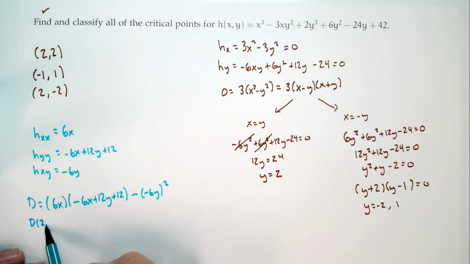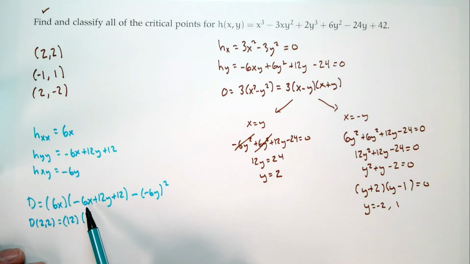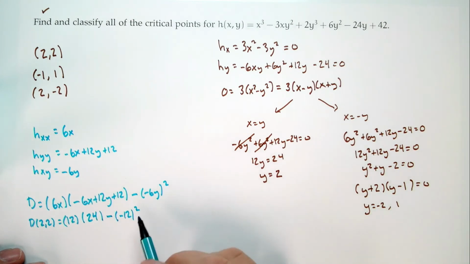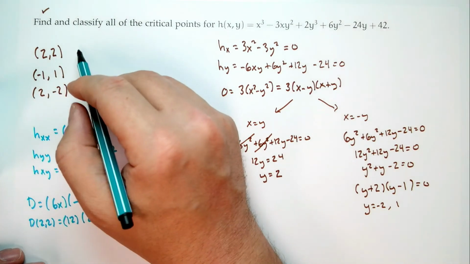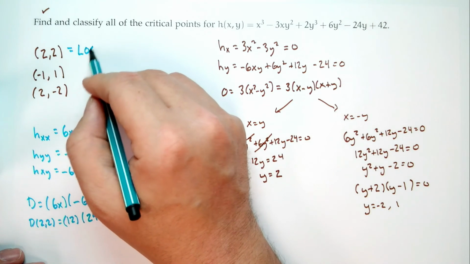So we plug in some values. 2 comma 2. Well, that's going to be 12. Then, if it's 2 comma 2, it's minus 12 plus 24 plus 12. So that would be 24. And then we're going to subtract negative 12 squared. Well, 12 times 24 is definitely bigger than 12 times 12. So I don't know what this value is. It's 144. But it doesn't matter. I know it's positive, which means I'm at a min or a max. I see it's a positive value there, and therefore 2, 2 is, again, a local min.